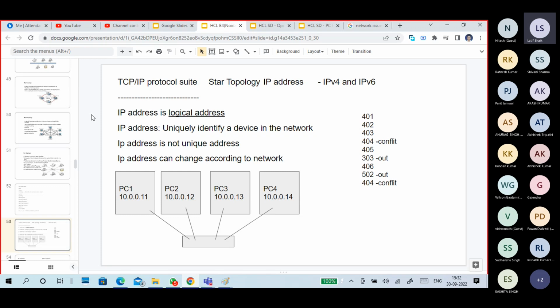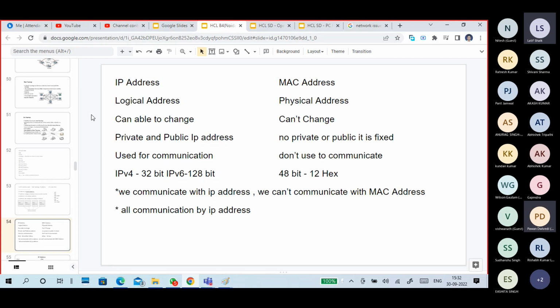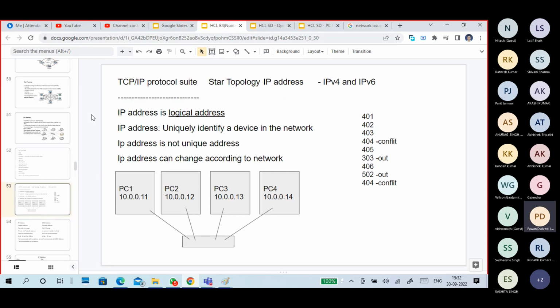Okay, so these are about IP. Sir, yes sir. IP address will not be unique in a LAN, right? IP address is not at all unique. It's not a unique address. In the same network, no two PCs can have the same IP address, right, sir?